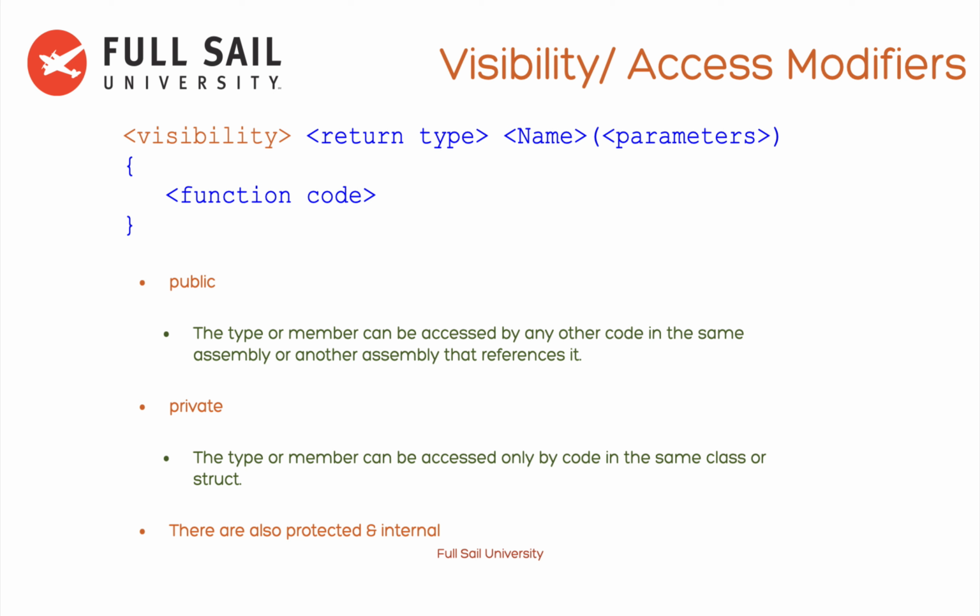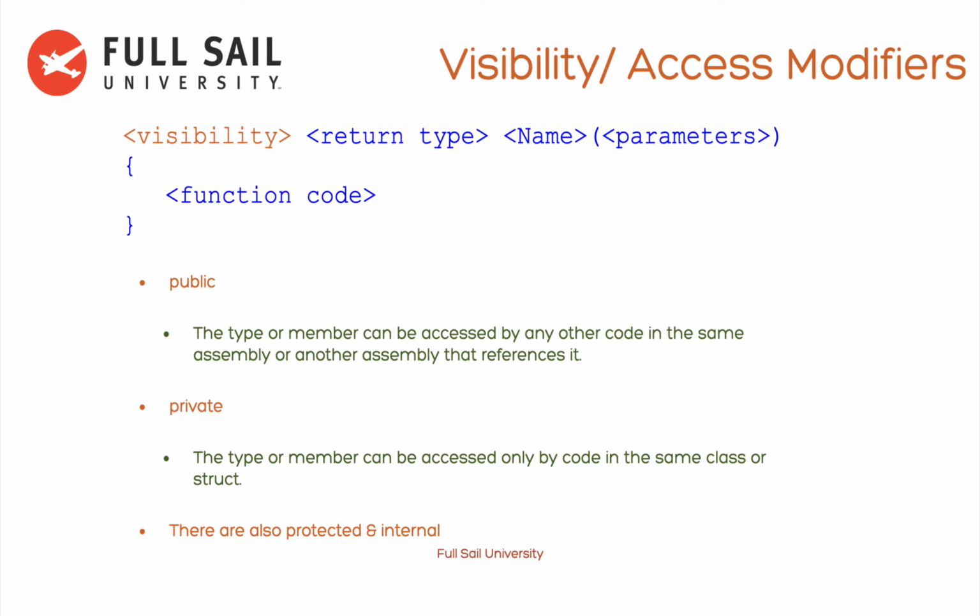On the flip side of things, we have private. And private is going to be the most restricted, and it can only be accessed by code in the same class, which is basically kind of like the same file that we're actually using. So we'll go through that as well. There also is a thing called protected and internal, which you'll learn about in your future courses, but we're not going to cover right here.